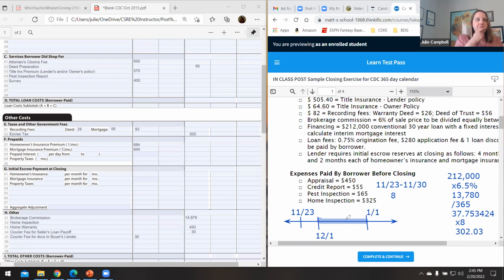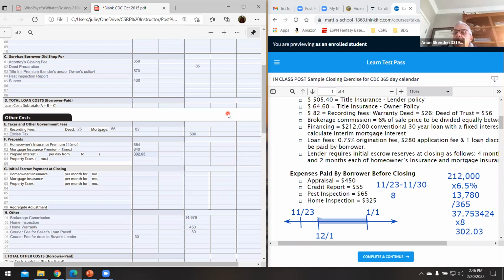Is that good? Okay. So prepaids, we're back up under F as in Frank. F3, it says prepaid interest, X amount per day. Again, if you want to fill this stuff in here, you're welcome to. What I care about is you get the 302.03. And that's a borrower paid at closing. 302.03, borrower paid at closing. Any questions on interim interest?